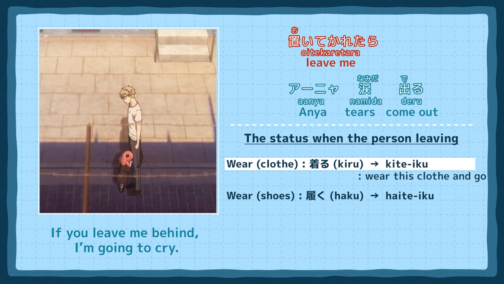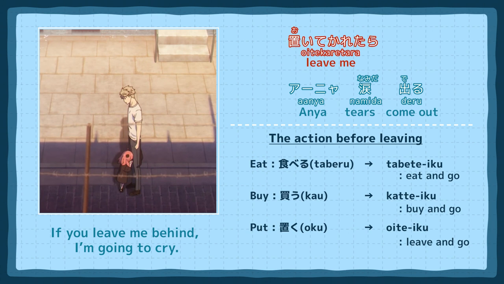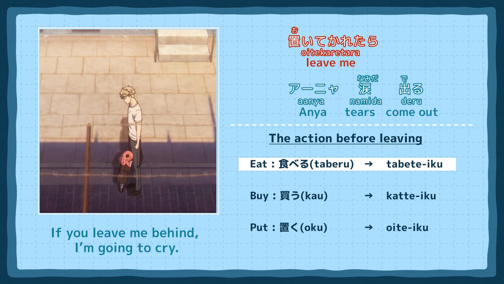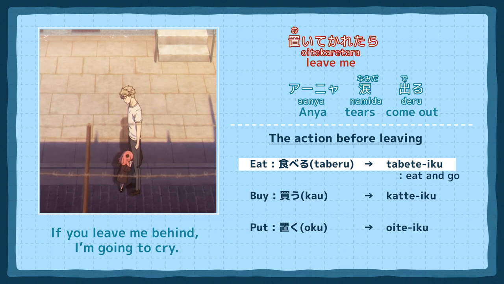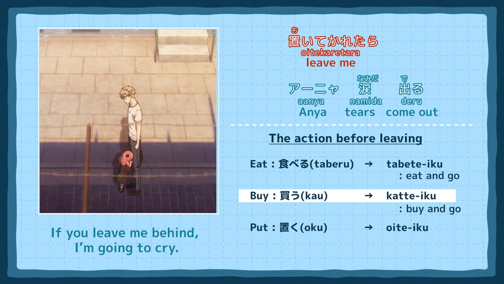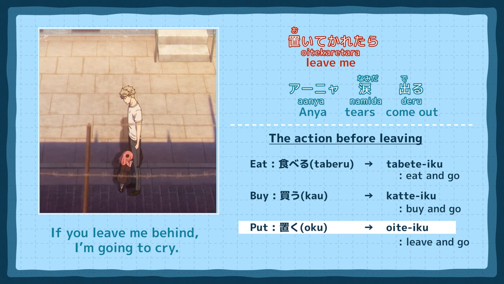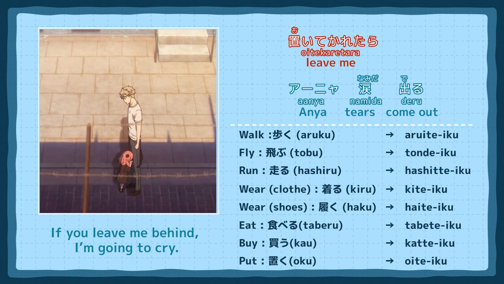Another wear, 履く. This word is only for shoes. 履く, 履いていく, 履いていく, wear these shoes and go. And the next verbs are actions you do before you go. Eat, 食べる, 食べていく, 食べていく, eat and go. Buy, 買う, 買っていく, 買っていく, buy and go. Put, 置く, 置いていく, 置いていく, put and go, but this is more like leave this behind and go. Like Anya said, in casual speaking, you can drop i.